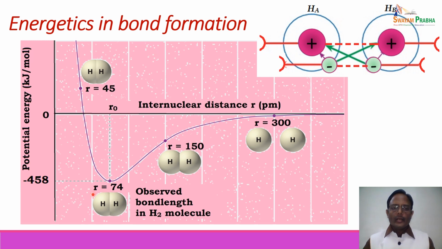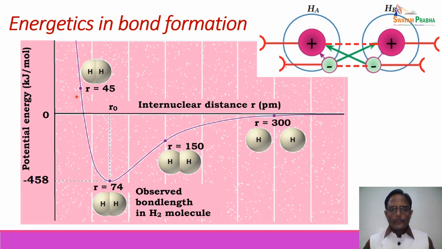When I say R, it is the internuclear distance between the two nuclei. When it becomes 74 picometers, at this point the attractive forces are exactly balanced by the repulsive forces. If the atoms try to come further closer, what will happen? The repulsive forces become predominant because of the very strong internuclear repulsion. Hence, from here, the energy of the system goes on continuously increasing.